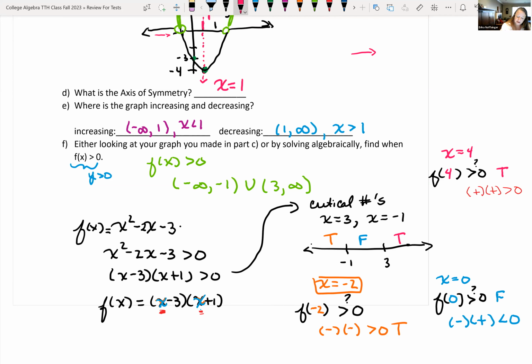It was strictly greater than, so it's everything smaller than -1 and everything bigger than 3. So we can state this, our solution.